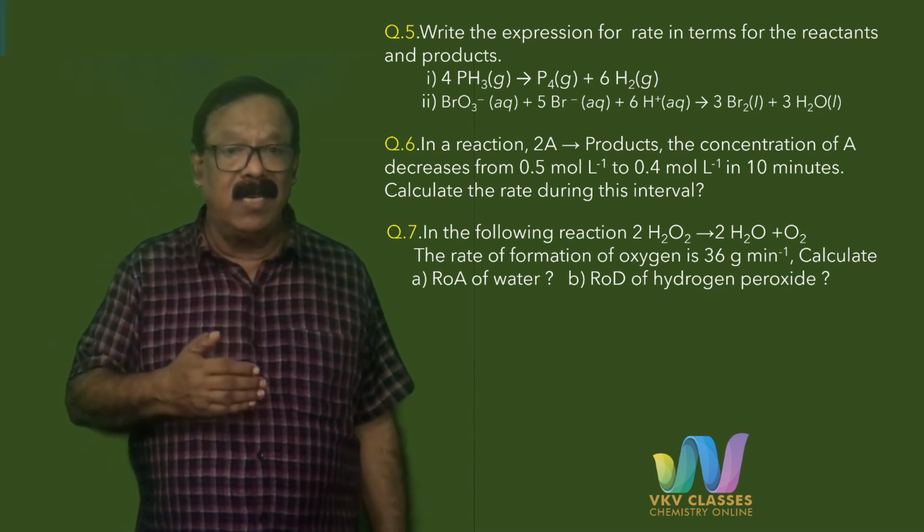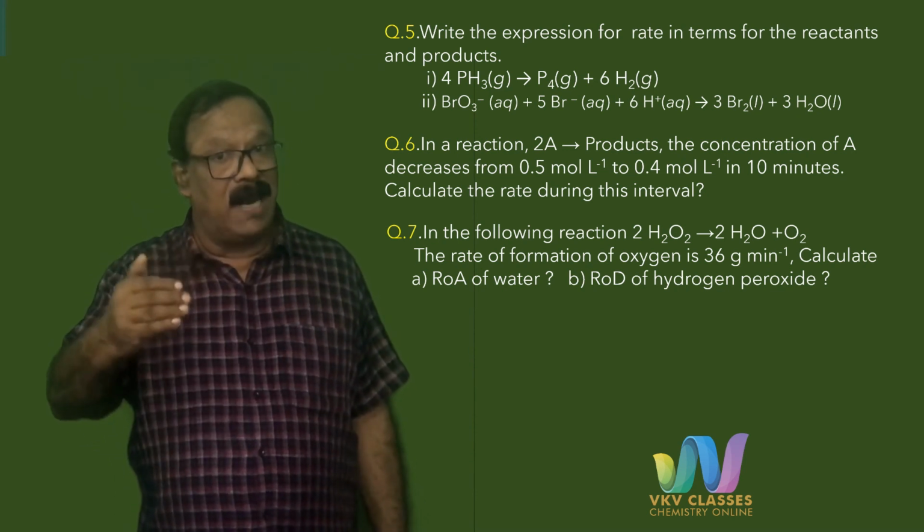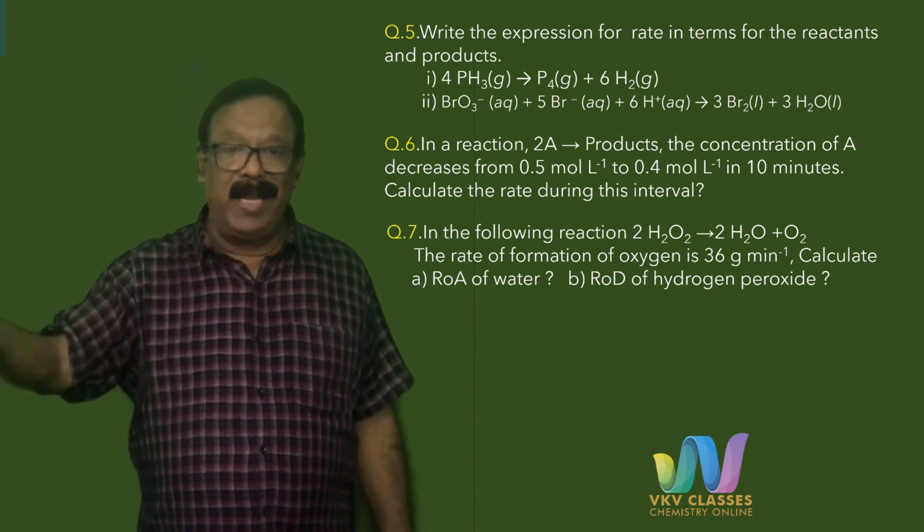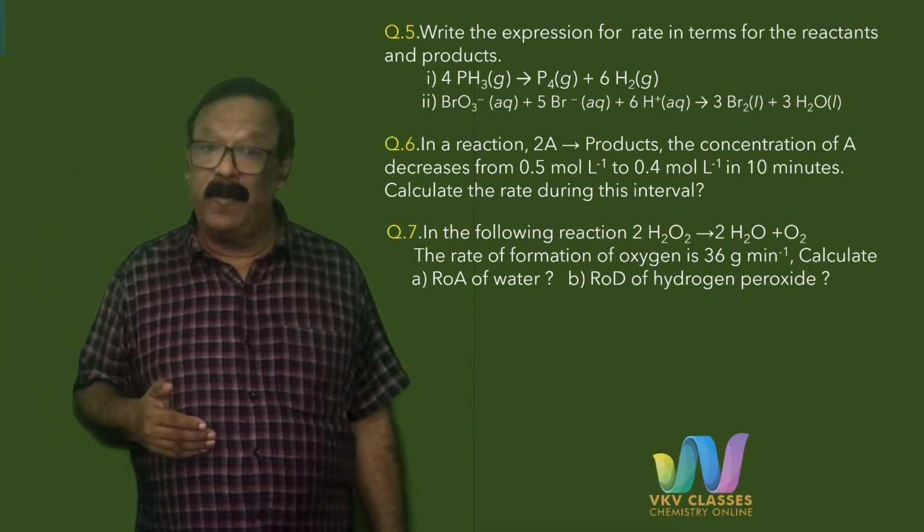Molar mass of oxygen is 32. So 36 gram per minute divided by 32, you will get concentration in moles per minute.